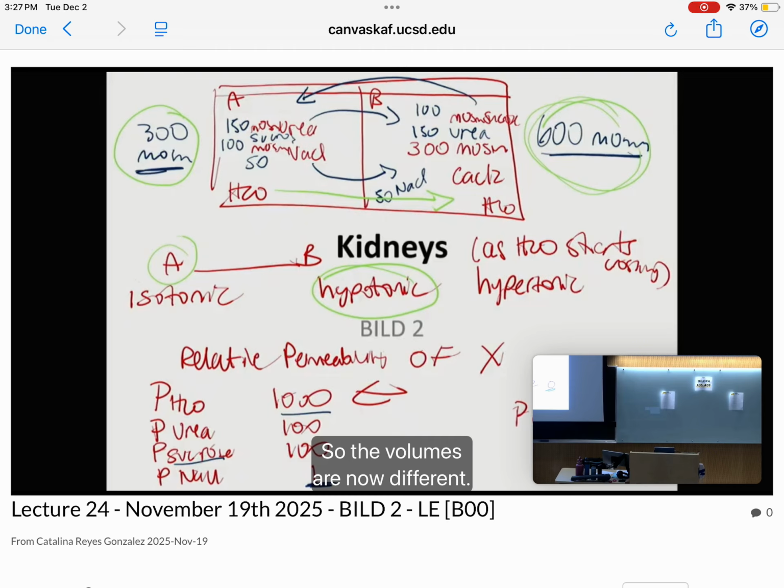So the volumes are now different. B gained water, so the volume in B is going to be higher. And then at that point, they would both be isotonic and isosmotic. At this point, the osmolarity is different, right? So 300 and 600. We reached that new equilibrium with B being hyperosmotic. It's just that the volume is higher. Does that make sense?